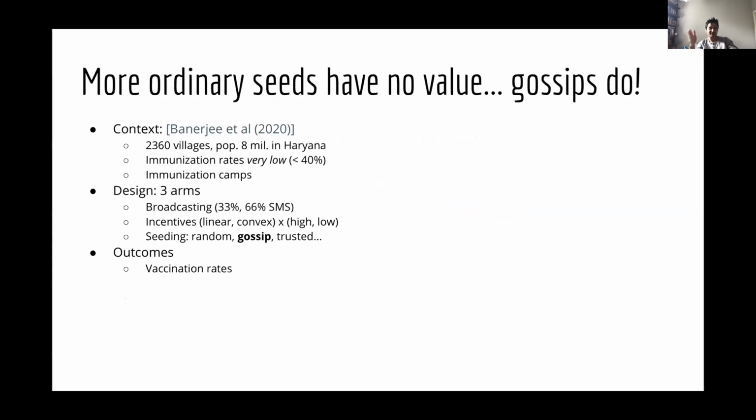We have 3 distinct arms. So the first is we give reminders to many people. We look at all moms that have been there in the past at baseline, and we give them to a third of them or 66% of them. Not 66% of the village, but it's a lot. It's a decent amount of seeding. Second is we pay people because we're economists and that's what we do. And we pay people according to different functions that theory will tell you to pay people, and some huge amounts. And third, we seed random people, we seed gossips, we seed trusted health people, and we look at vaccination rates.